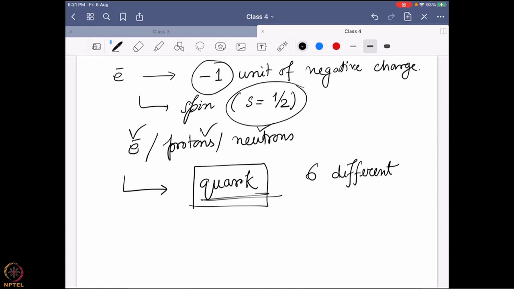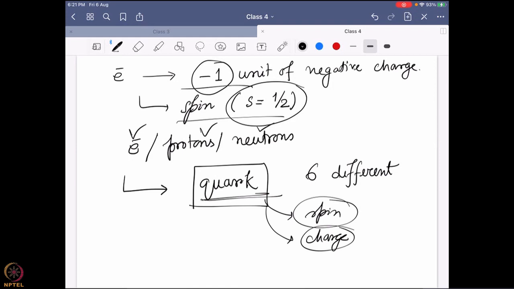Each of these quarks has a particular spin and a particular charge. When they combine together, they give you this particular charge and this particular spin. So the electronic spin and the electronic charge are actually a very natural phenomenon.